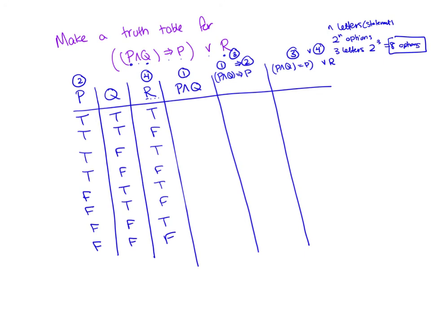Let's first look at the and here. So for my and, P and Q, that's only true when both the P and the Q are true. So I need 2 trues. As long as at least one of them is false, then that statement will be false. So the first 2 are true here, and then the rest of those will be false.